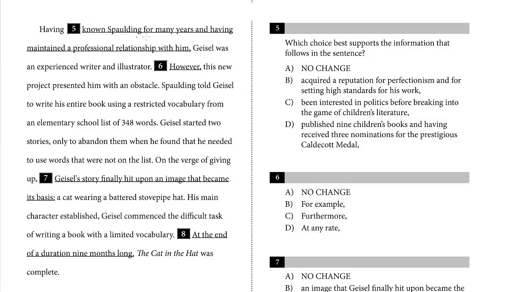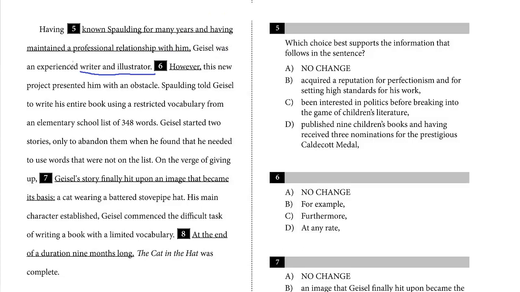Having known Spalding for many years and having maintained a professional relationship with him, Geisel was an experienced writer and illustrator. So question 5, which choice best supports the information that follows in the sentence? So we have the second part of the clause that he was an experienced writer and illustrator. This is an example of an evidence-based question. Some students might look at this and say, well, if Spalding knew him and maintained a professional relationship, doesn't that seem to fit? Well, even if that's true, remember the second part of the clause, you can't change it.